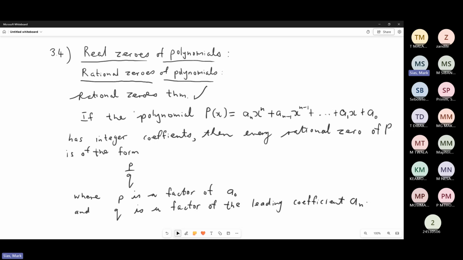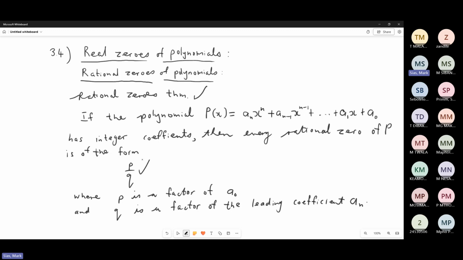In fact, they are integers, okay? So they're whole numbers. They can be negative or positive numbers, right? Whole numbers. So the rational zeros theorem says that if the polynomial p of x is equal to an x to the n plus an minus 1 x to the n minus 1 plus a1x plus a0 has integer coefficients, then every rational zero of the polynomial is of this form, p over q, right?